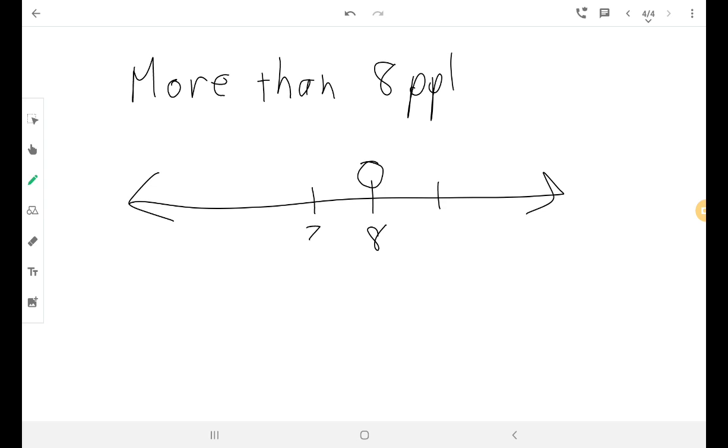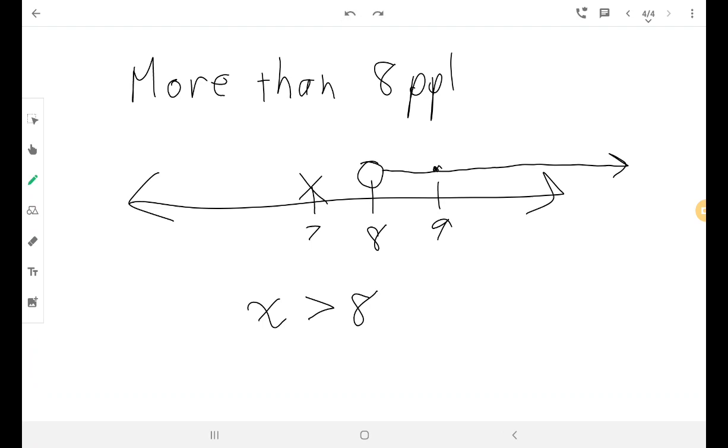And then I got to think about 7 and 9. Can I include 7 people? More than 8 people, I cannot include 7 people. Can I include 9 people? Yes. So then we're talking this. So we're talking greater than 8. And no or equals because of the open circle right there.